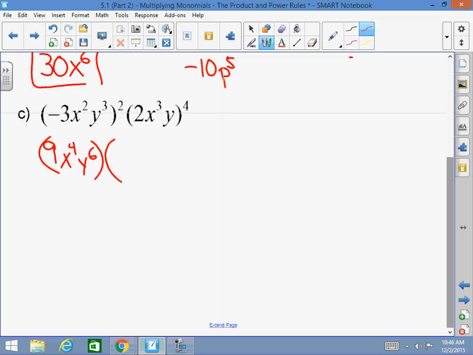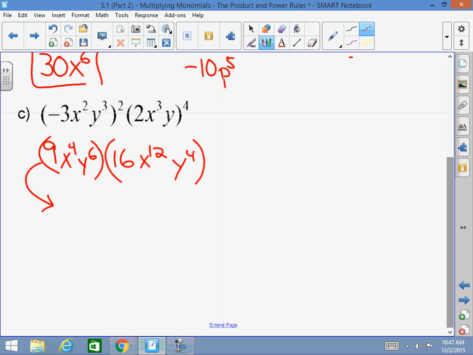2 times 2 is 4, times 2 is 8, times 2 is 16, x to the 12th, because 4 times 3 is 12, not 7. When you raise a power to a power, you multiply. And then y to the 4th. Very good, gentlemen.